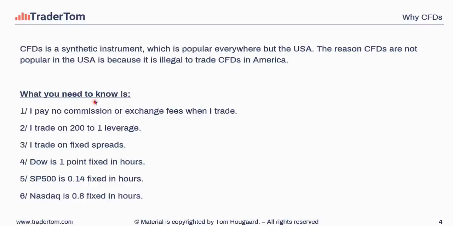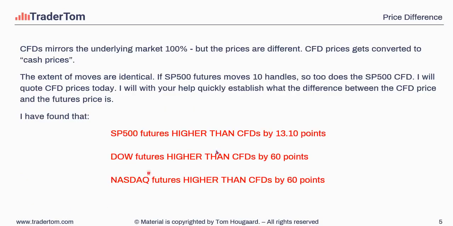Market open 4 minutes. CFDs is a synthetic instrument which is popular everywhere but the USA. The reason why it is not popular in the USA is because it's illegal in the USA. What you need to know is I don't pay commission or exchange fees when I trade. I trade on 200 to 1. I trade on fixed spreads. Dow is always 1 point fixed. In hours, S&P 500 is 0.14. You trade on 0.25. And NASDAQ is 0.8. This is in trading hours.